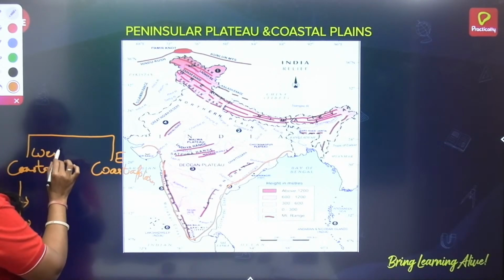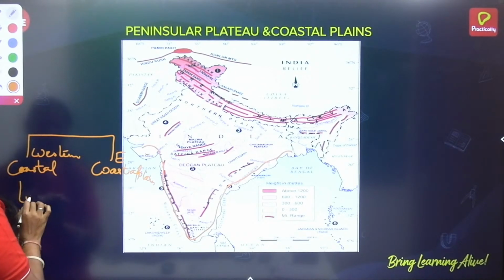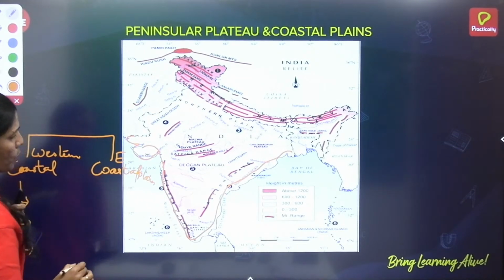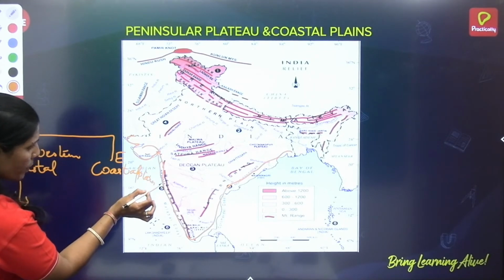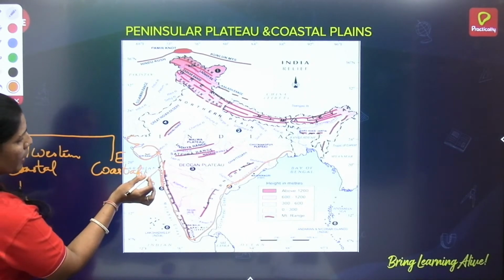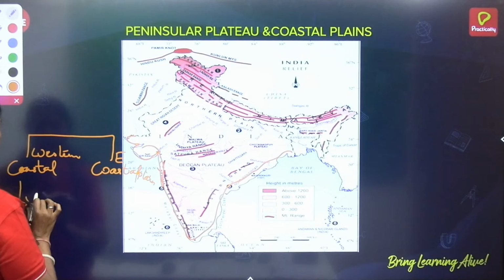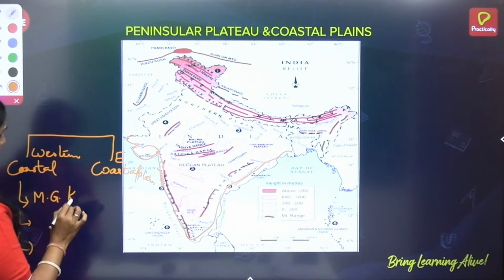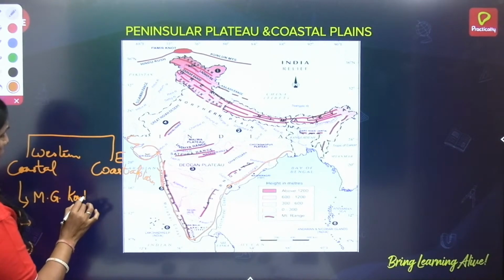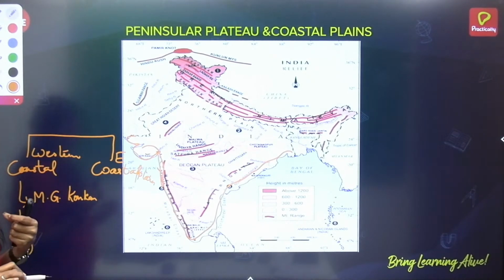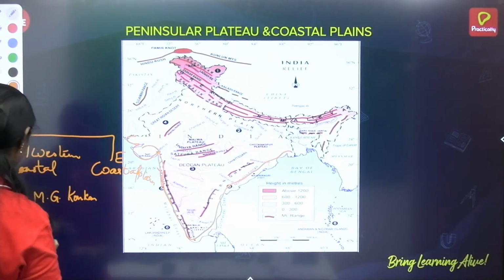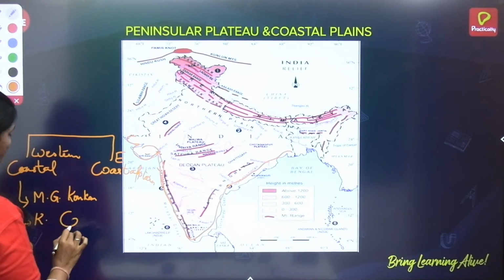Whereas coming to the western coastal plains, it's like Gujarat coast is called the Gujarat coast, and coming down from here, we call it Maharashtra and Goa. For Maharashtra and Goa, we call it the Konkan coast. Okay, and coming to Karnataka, the Canara coast.